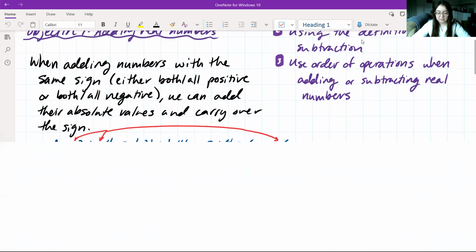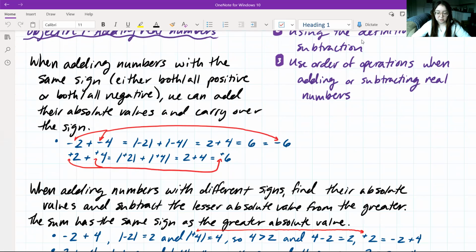So for example here, we see we have a -2 plus a -4. So we add our absolute values together. Our absolute values of -2 and -4 are going to be 2 and 4 respectively. So then when we add our 2 and 4 together, we get 6. But since our original numbers were negative, we have -6 as our final answer there. And then with our positive numbers, if we had +2 plus +4, we could take the absolute value of +2 and +4, which are going to be 2 and 4 respectively, and when we add them together, we get +6.